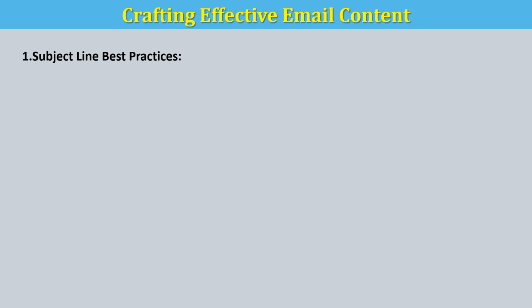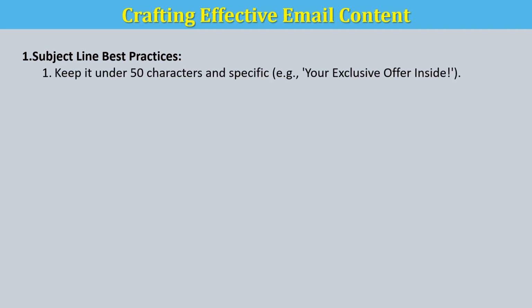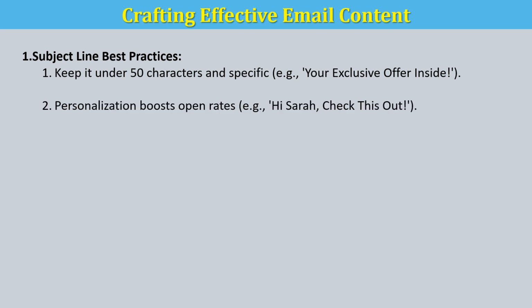Now, crafting effective email content. Subject line best practices. Keep it under 50 characters and specific. For example, your exclusive offer inside. A concise, attention-grabbing subject line increases open rates. Avoid excessive punctuation or all caps formatting. Personalization boosts open rates, like: Hi Sarah, check this out. Use dynamic fields in your email platform to personalize subject lines. Personalized emails feel relevant and compelling.